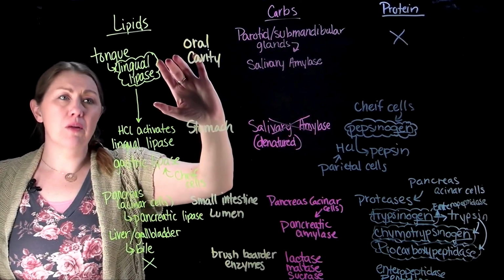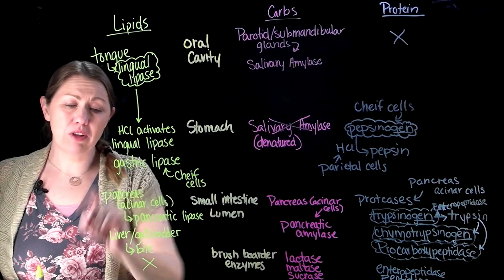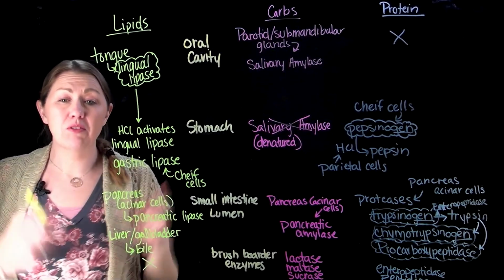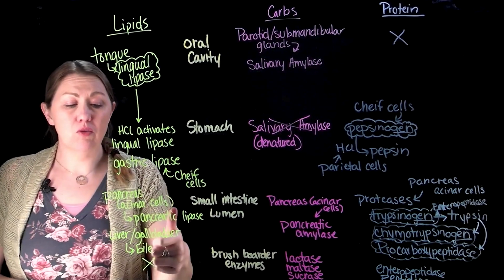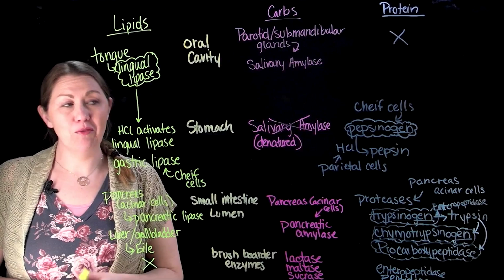Lipids, going to release lingual lipase. It doesn't work until you get to the stomach. That's also when you'll add gastric lipase. Get to the pancreas, add pancreatic lipase. But that addition of bile to emulsify and separate out the fats is really where you can start picking up some speed and breaking these things down. All right, hopefully that was helpful.